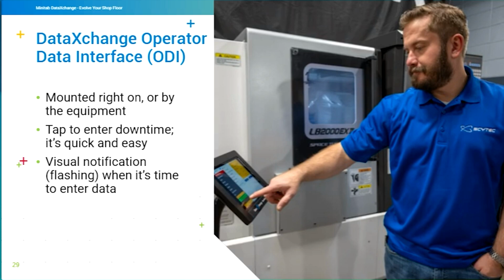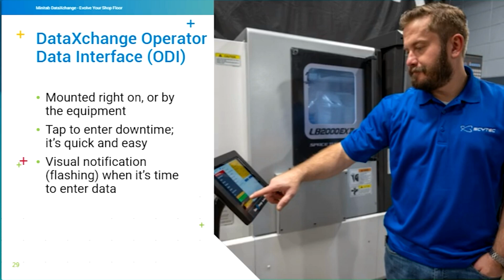All right, so again, ways to use it to get value. The operator interface, have it out there, put it right on the machine, right by the machine. You can have multiple tablets all for the same machine. Some environments have huge machines. You can put a tablet on both sides of the machine, right? So an operator doesn't have to walk far to get to something to enter it.